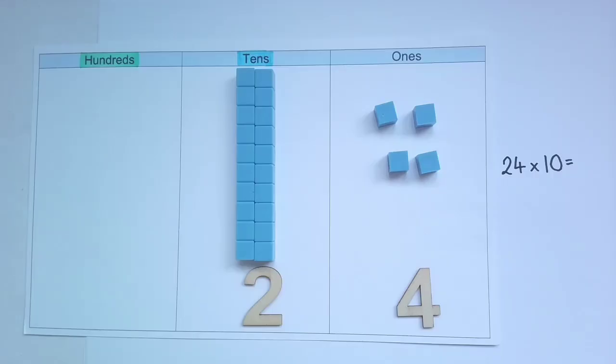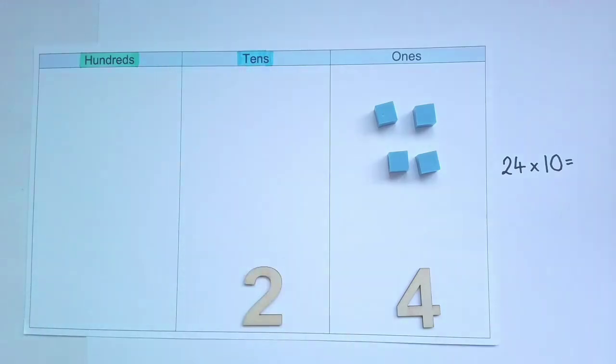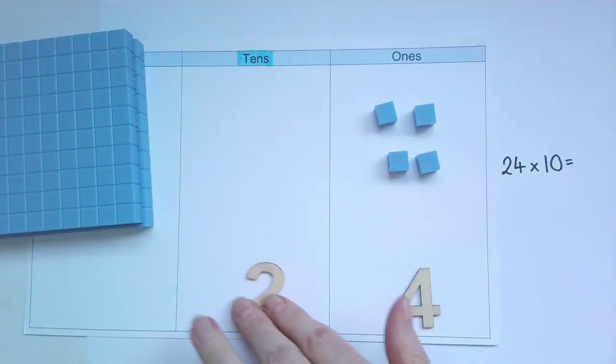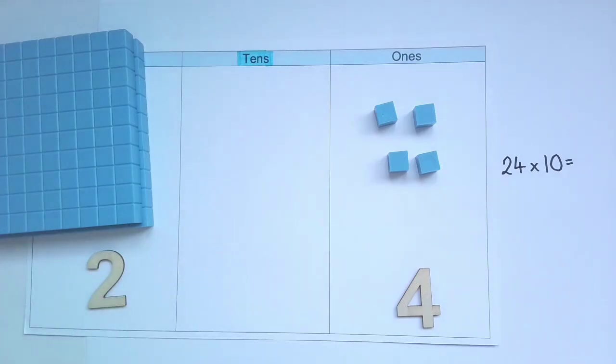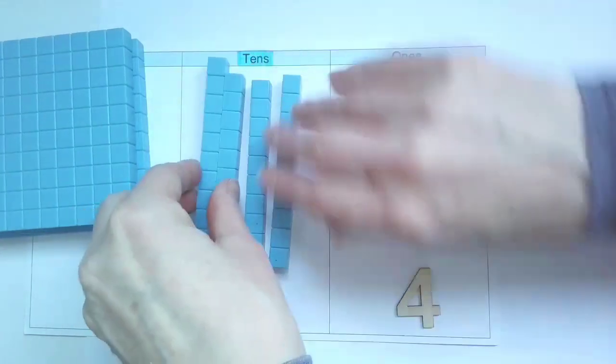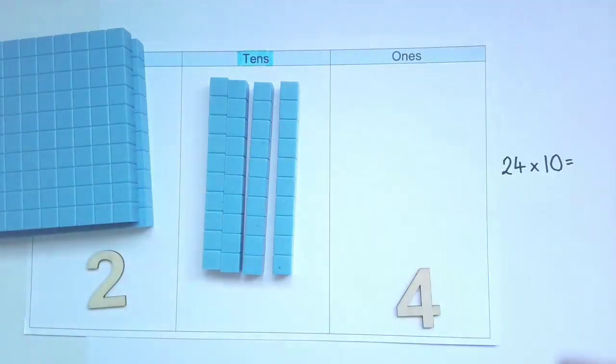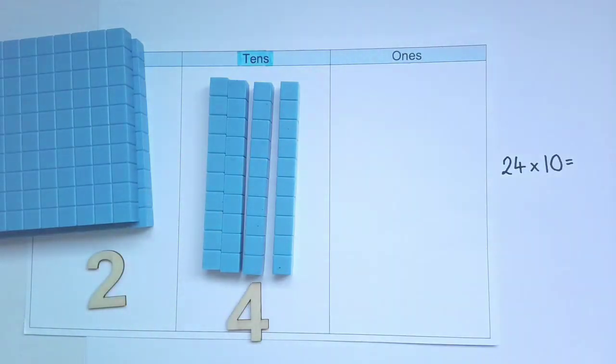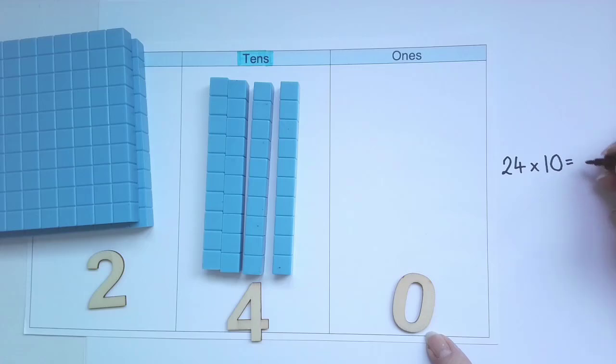Let's look at a 2-digit number this time. So I have got 24, 2 tens and 4 ones. And if I want to multiply it by 10, again, my tens are going to become hundreds. So I have 2 hundreds, and my ones are going to become tens. So I have 4 tens. And again, as my digits move across, I need to use a placeholder to show I have no ones. So 24 multiplied by 10 is 240.